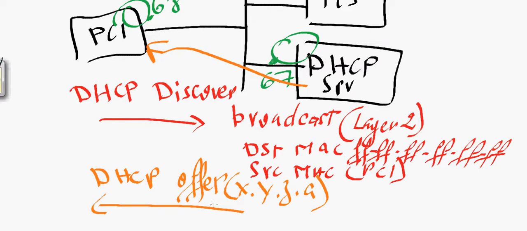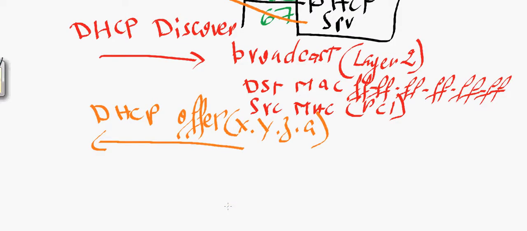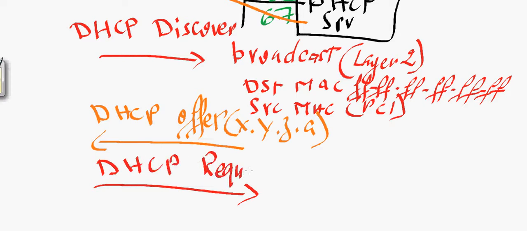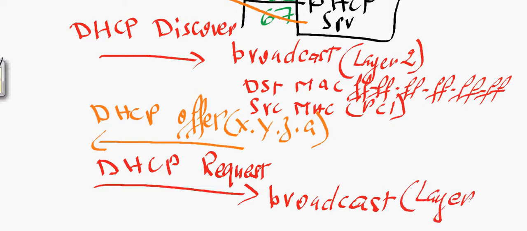Now PC1 has obtained this IP address, but still it cannot use it because it has to send another message, which is DHCP Request, another DHCP message of type DHCP Request. Okay, and of course this DHCP request is also broadcast. It is broadcast using layer 2 addressing, MAC address, and it is a broadcast to all computers on the same LAN, all devices on the same LAN where this DHCP message is supposed to reach.